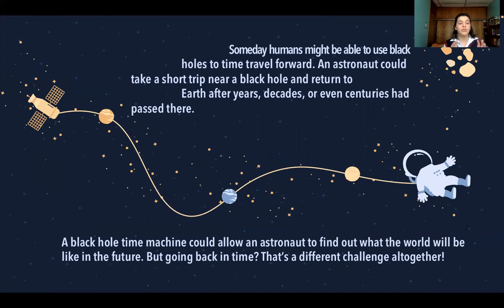So in our previous slide, we discussed that the time inside of a black hole occurs very slow in comparison to the time out of it. So we could travel forward in time if we spent like 5 minutes inside of a black hole and then got back to Earth. Maybe years could have passed by. But since it happens slower in here and faster outside, there's no way that we can travel back in time. A black hole time machine could allow an astronaut to find out what the world will be like in the future. But going back in time, that's a different challenge altogether, okay?